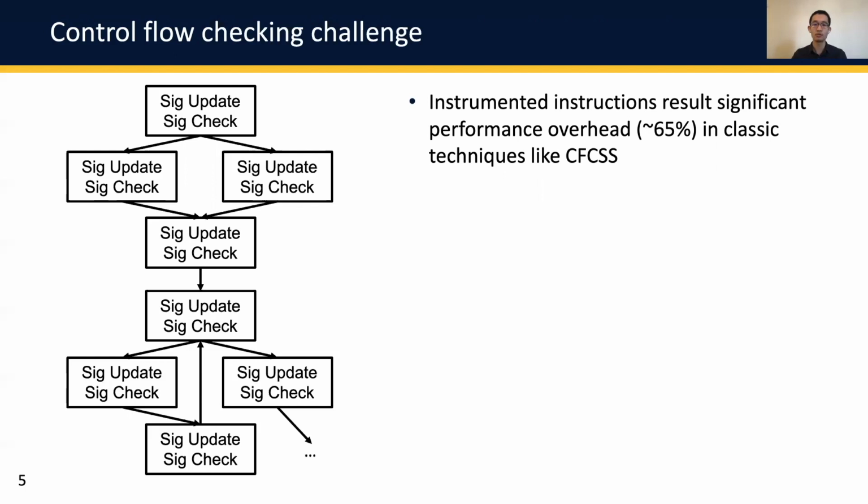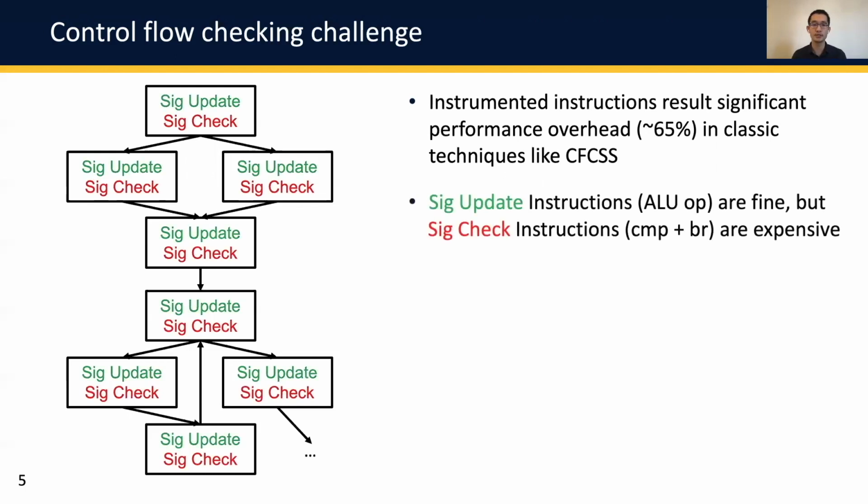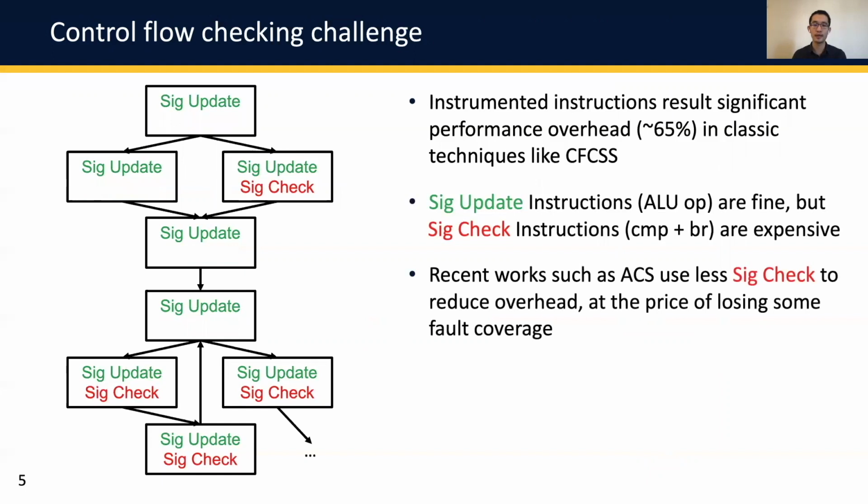Through the study, we realized that signature update instructions are simple ALU operations, so their effects can be easily hidden by the instruction level parallelism. However, signature check instructions consist of a branch followed by a compare instruction, which are the primary source of overheads. To reduce the runtime overhead, recent works such as ACS propose to use fewer check instructions, but they all lose the fault coverage to different extents.